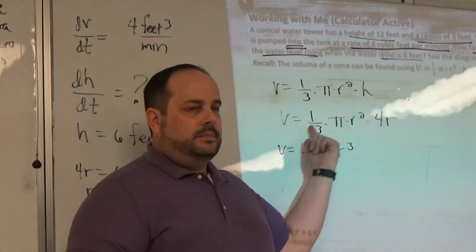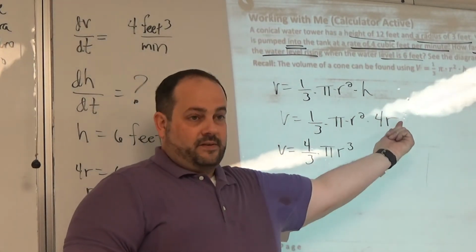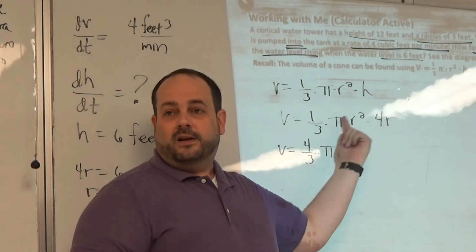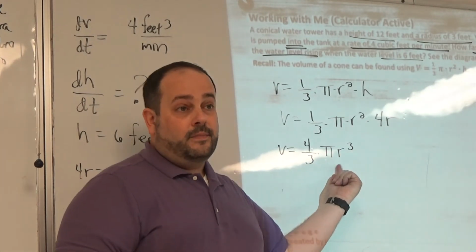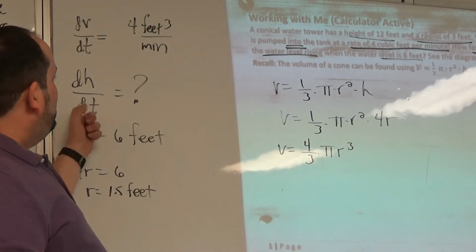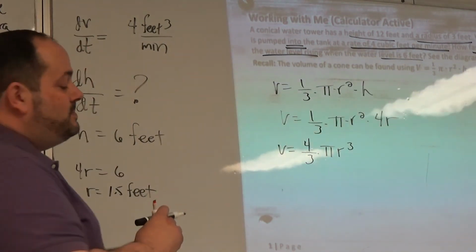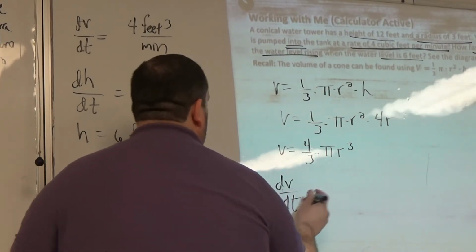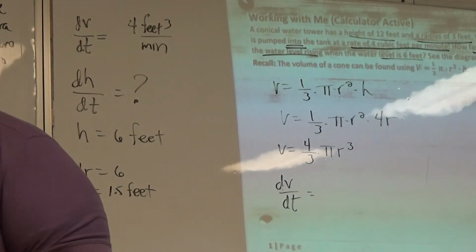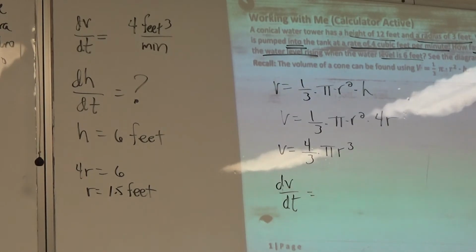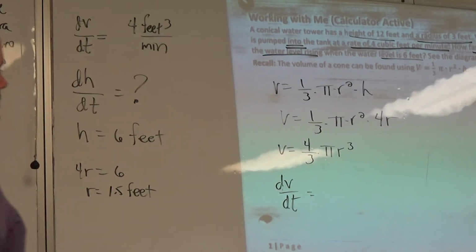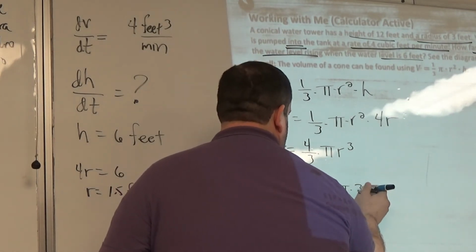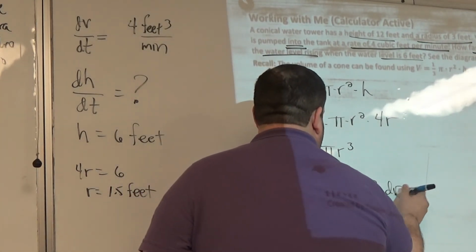It's just some algebra. 1/3 times pi times 4, those are all constants. R squared times r, multiply them together. What you want is dh/dt. They gave you some dV/dt. Real quick, just get me the derivative. We're not going to finish it off. We'll stop there. Just get me the derivative. Be careful.